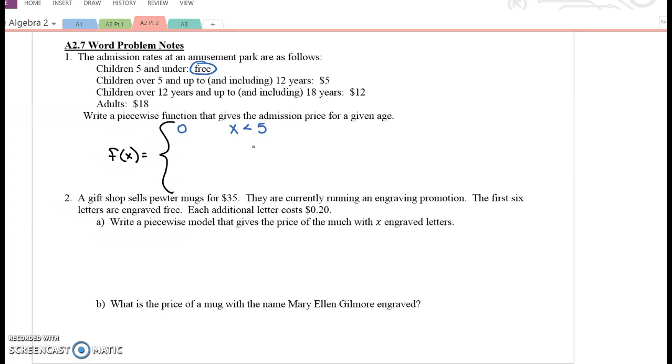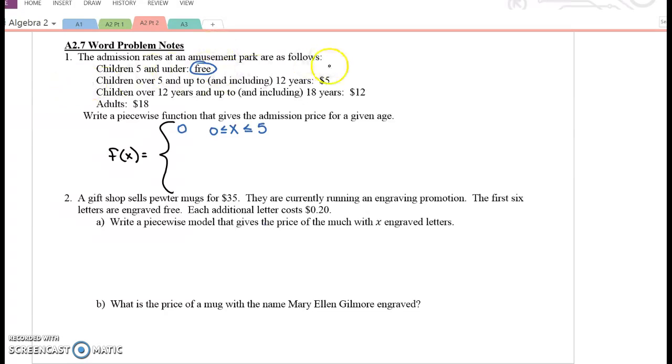Now it says 5 and under, so are we including 5 years old in that one? So we put an equal sign. Now technically, can x be negative in this example? Can we have a kid that's negative 2 years old? No. So we really should do 0 is less than or equal to x is less than or equal to 5. If you forgot that portion, I wouldn't necessarily count it wrong, but it is good to include it.